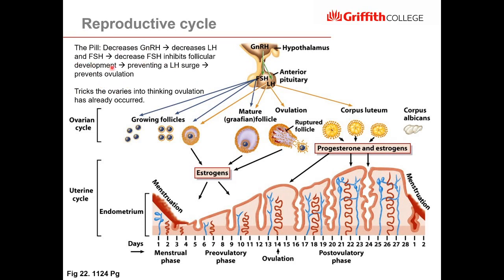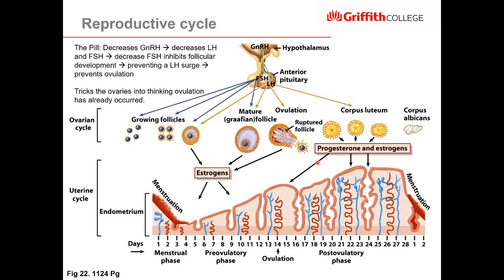Now, what the pill does is it will decrease and inhibit gonadotropin-releasing hormone. What that does is that it will then decrease FSH and LH from occurring. And what that does is it prevents the LH surge. Now, I haven't discussed the LH surge yet, but the LH surge is a massive spike of luteinizing hormone, which essentially triggers the rupturing of the oocyte. And by preventing this LH surge, we are preventing ovulation. So the ovaries are going to sort of think that ovulation has occurred, but it actually hasn't.